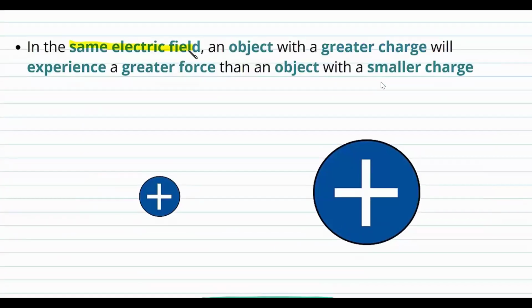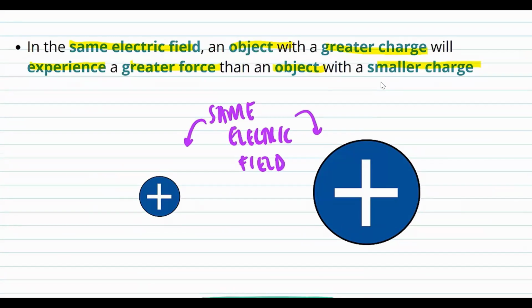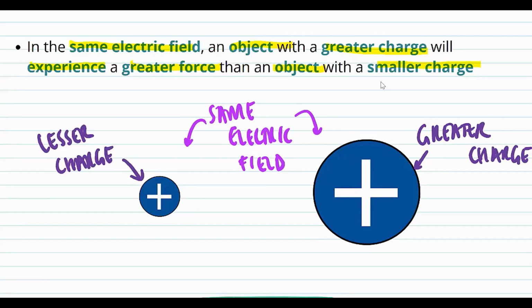In the same electric field, an object with a greater charge will experience a greater force than an object with a smaller charge. So let's imagine these two objects in the same electric field, but one has a greater charge and one has a lesser charge. And the lesser charge has a smaller force on it, whereas the greater charge has a greater force on it.